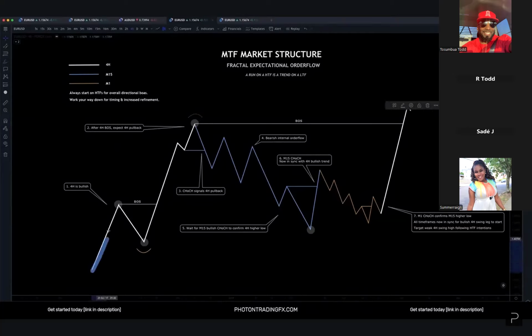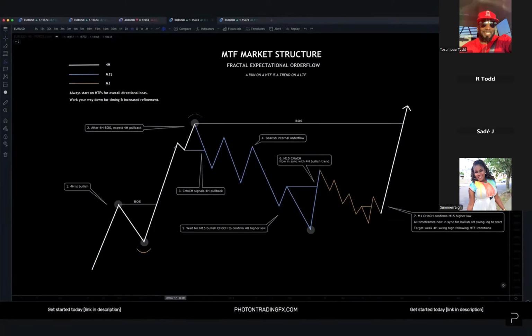So the 4-hour is bullish, right? Higher high, higher low. We get that break of structure. What do we expect after a break of structure? We expect a pullback on that time frame. So we're expecting a 4-hour pullback. Just using market structure, how can we tell when that 4-hour swing run is over and we're about to get a pullback? We look for that 4-hour change of character. Or, we can go on a lower time frame and we'll see the M15 change character. We'll see the M15 potentially switch bearish, switch that trend.